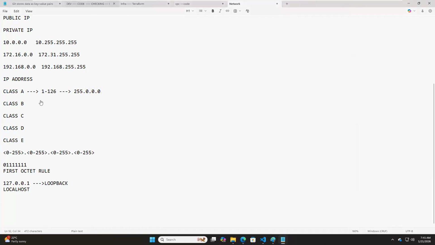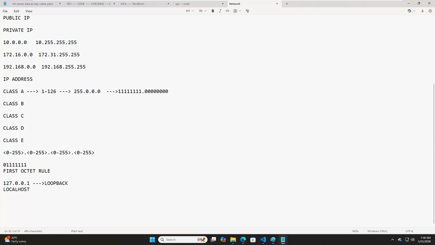So for class A, if the first octet is in the range of 1 to 126, the subnet mask will be 255.0.0.0. Now if you convert the subnet mask, which is in decimal format, into binary format, in the first octet you will get 8 network bits, or 8 ones. And in the second, third, and fourth octets, you will have 8 zeros each. This is the binary format of your subnet mask.